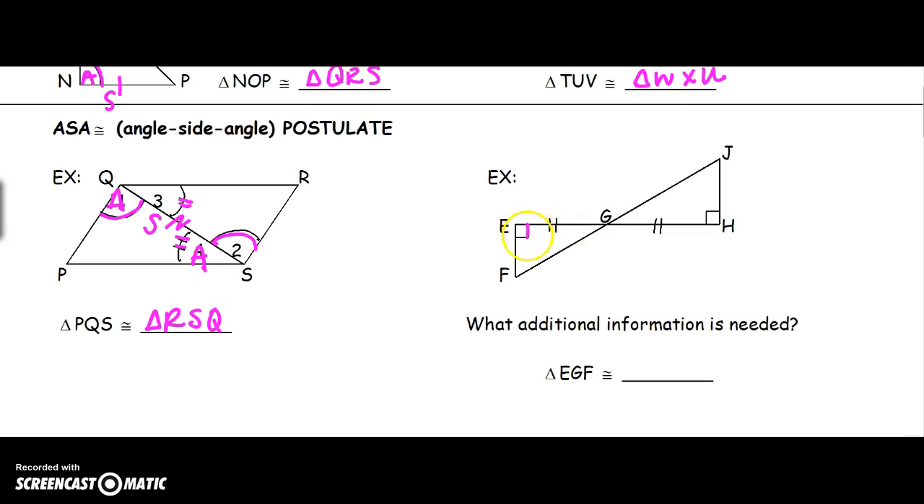Here we are given two right angles. Those are congruent. We know all right angles are congruent. Here we have a side that has two dash marks. That's our side. And then again, we don't have angles marked, but we notice that we have two lines crossing. Therefore, we have congruent angles because of vertical angles. So we have angle, side, angle. What additional information is needed? We needed vertical angles to get that third angle. So EGF is congruent to HGJ.